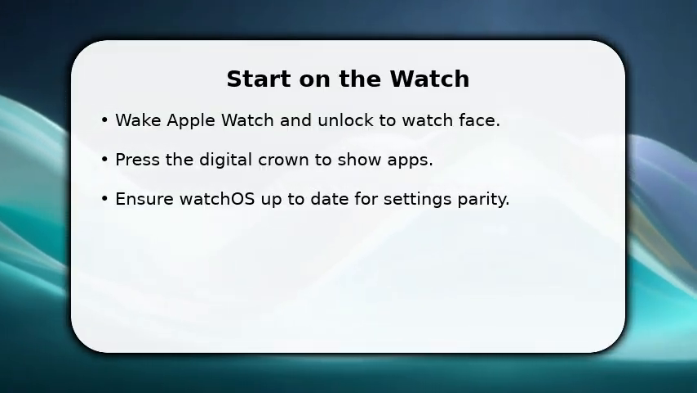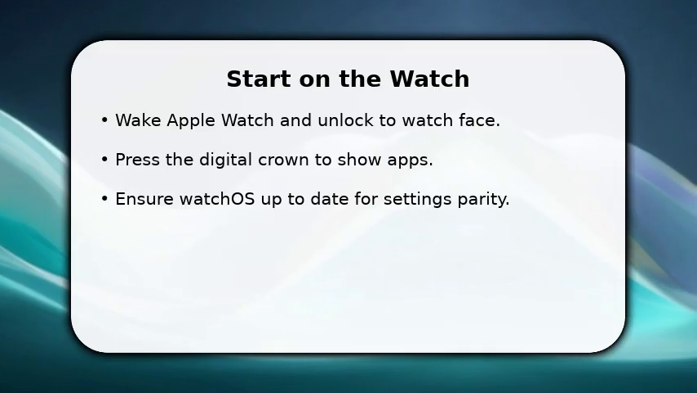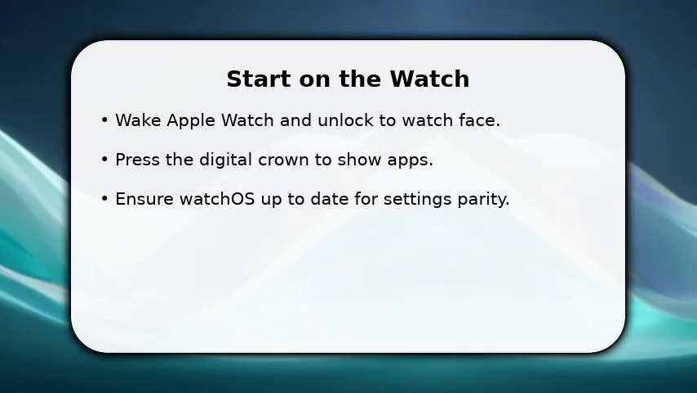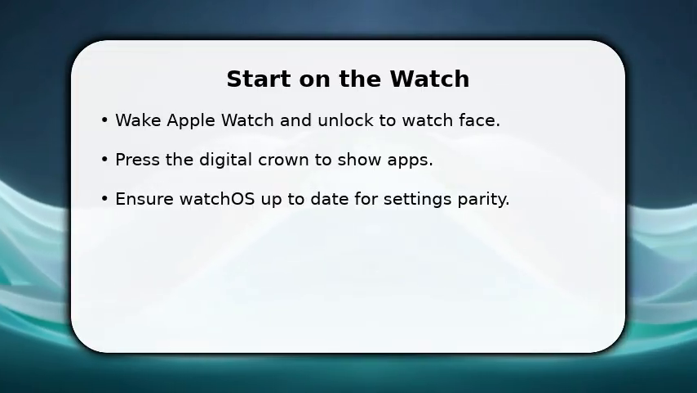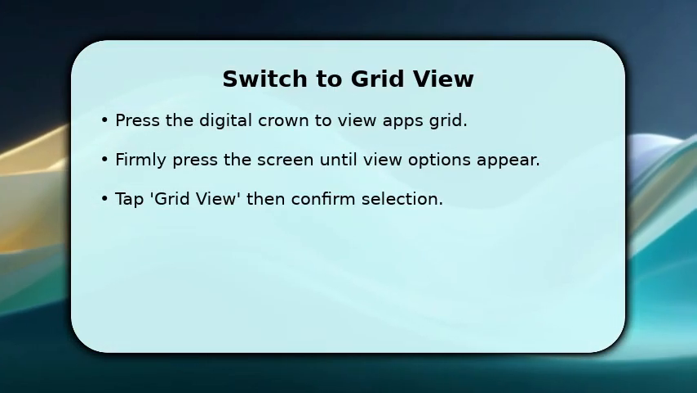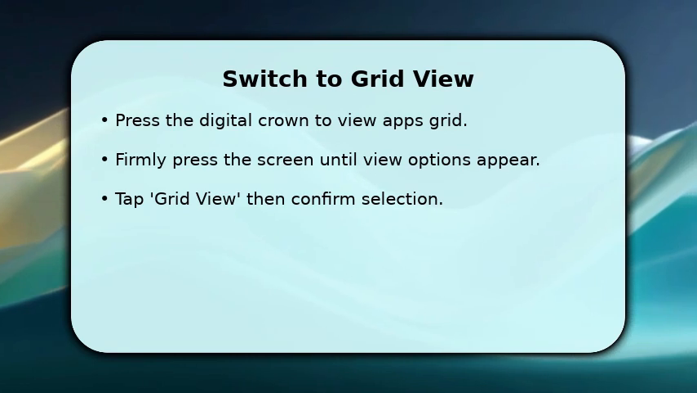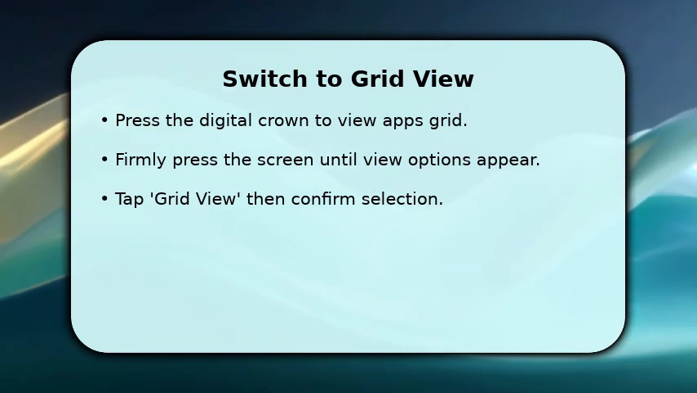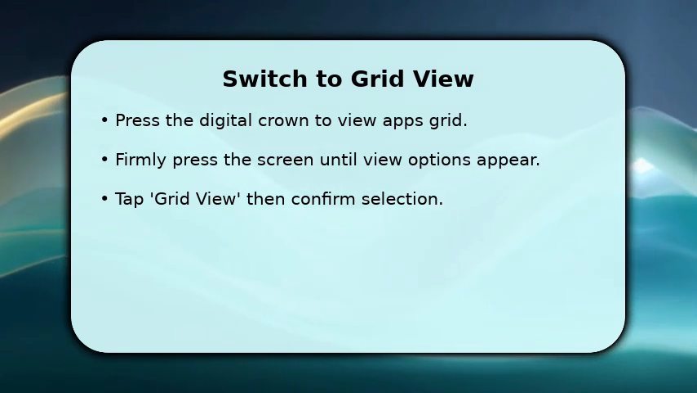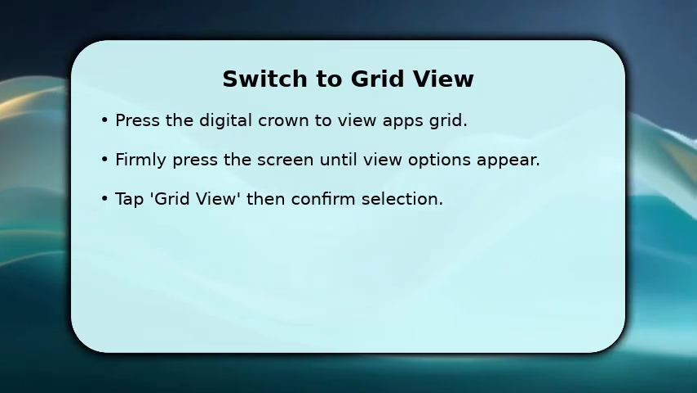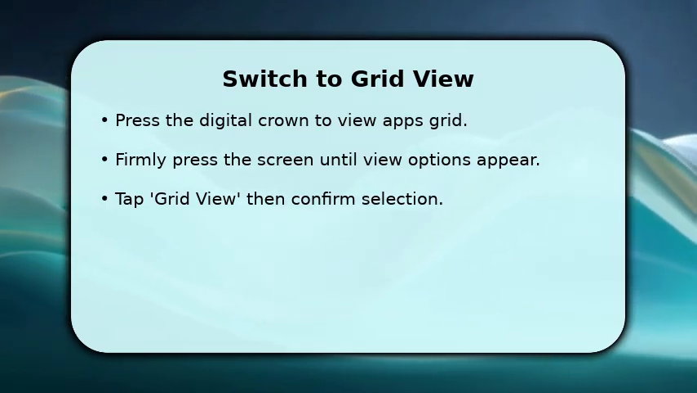Make sure you have comfortable access to the crown and touchscreen because the next steps require precise taps and a firm press without hesitation. You press the digital crown to show your apps, then use a firm press, force touch on the screen until the view options appear. This is how the watch exposes layout controls. Select Grid View by tapping it.